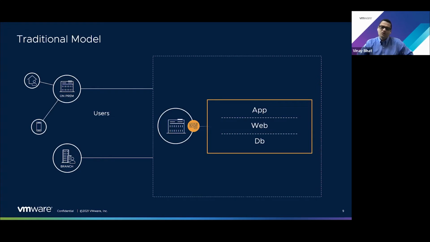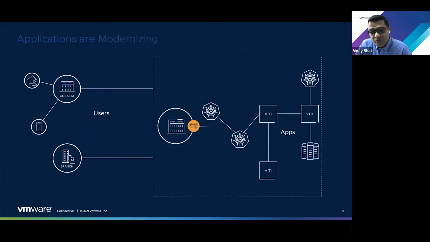Typically, the traditional model was your applications, which had three layers, app, web, and database, typically confined to a data center. And then you had a firewall there, which used to protect all your applications. And where was this application getting access? It was either getting access by the branches, or by the users on their mobile devices at home, in the form of your email or your EMM solution and so on.